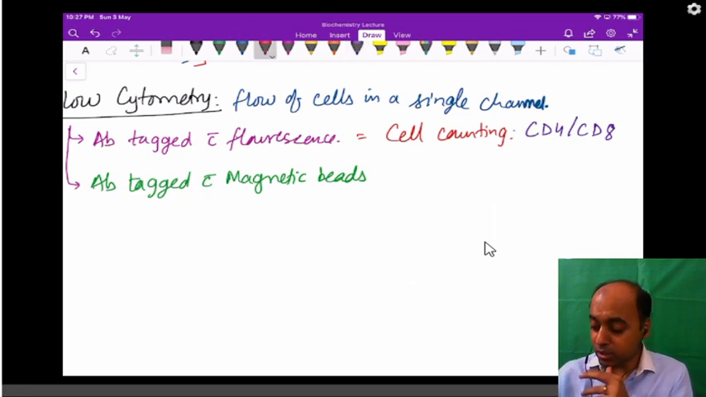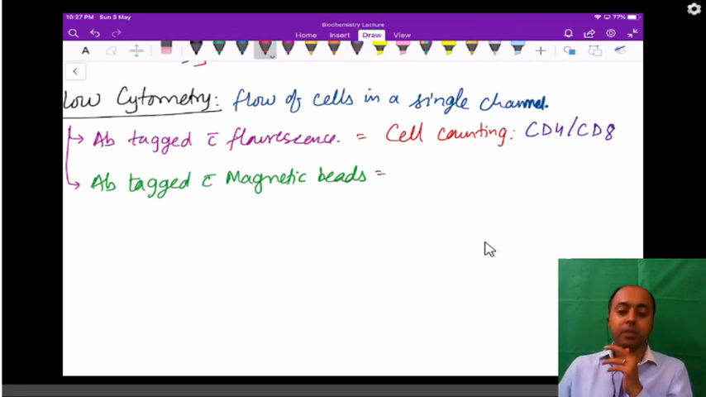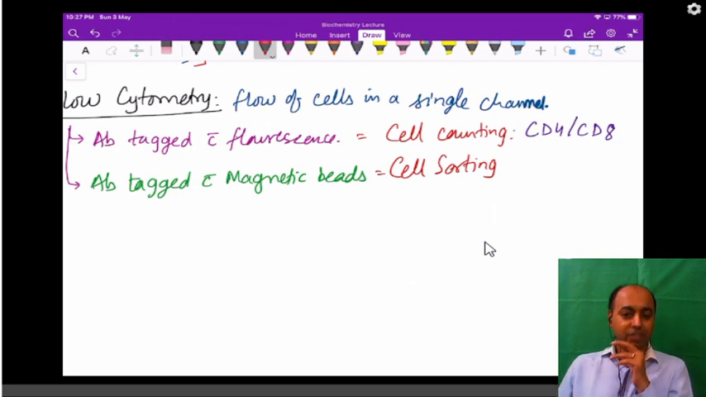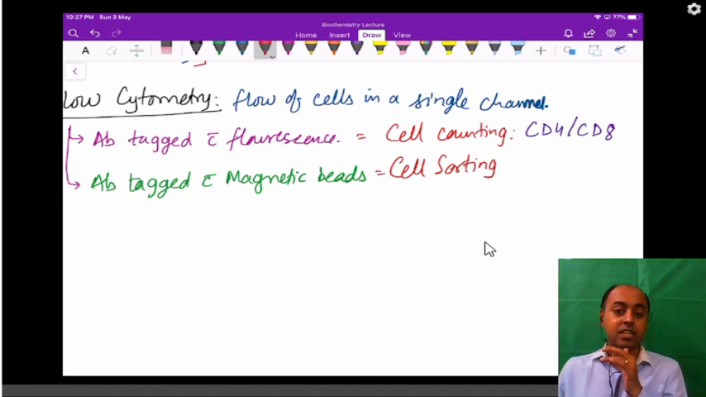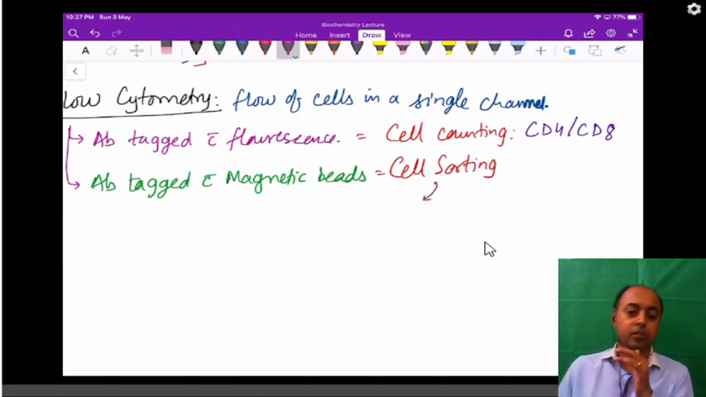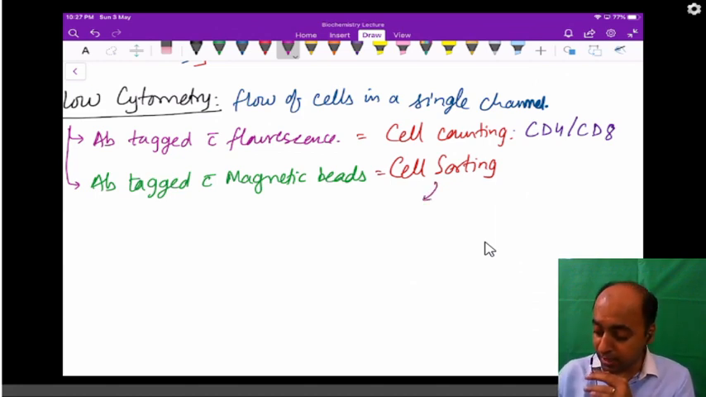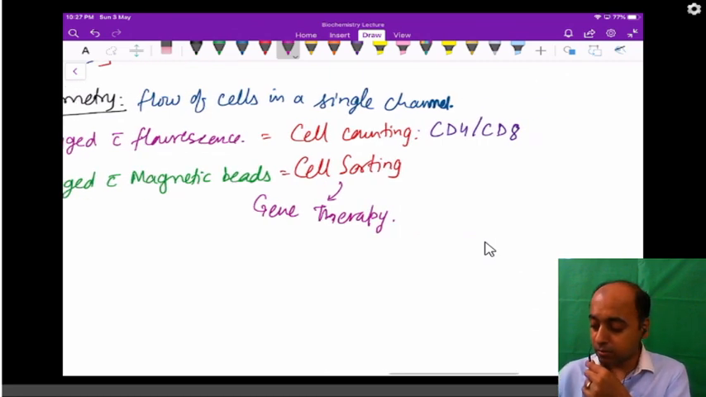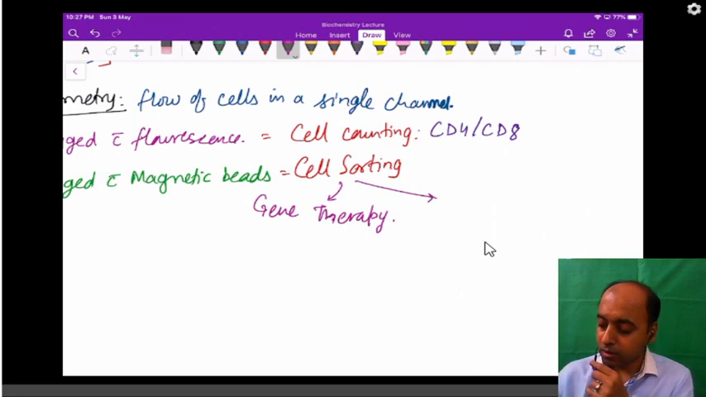But when we are using the antibody tagged with magnetic beads, this is used for separating the different cells. Different types of cells can be separated. We call it the cell sorting. Cell sorting is one of the preliminary steps to be done before what is known as gene therapy. Even before that, it can be used for the cell cultures.